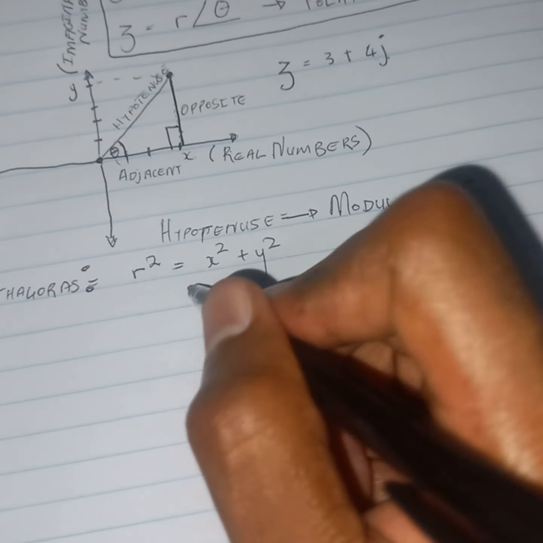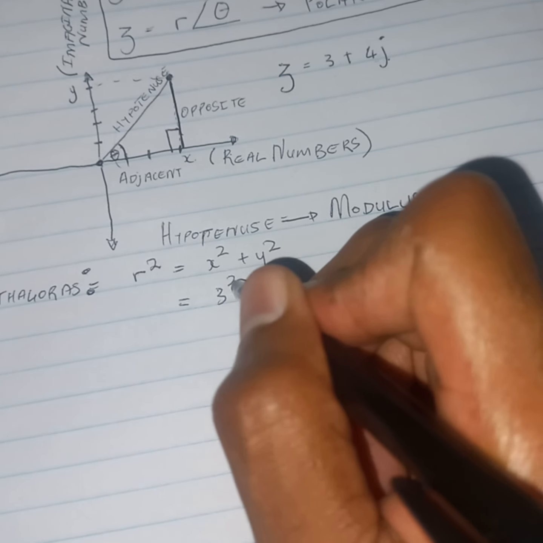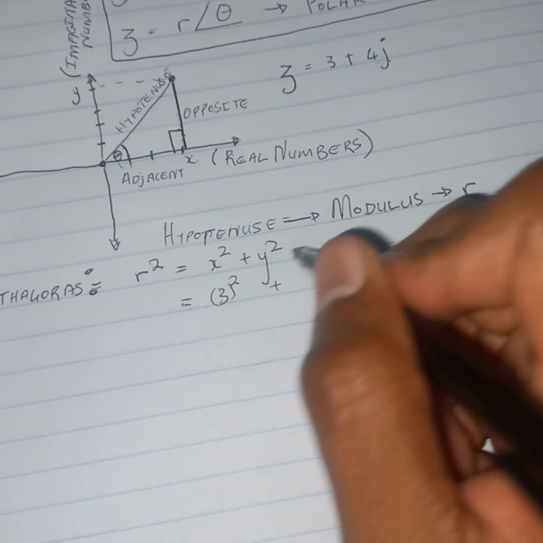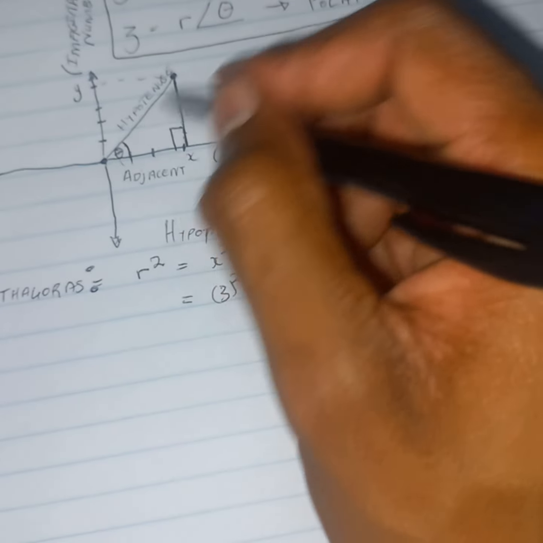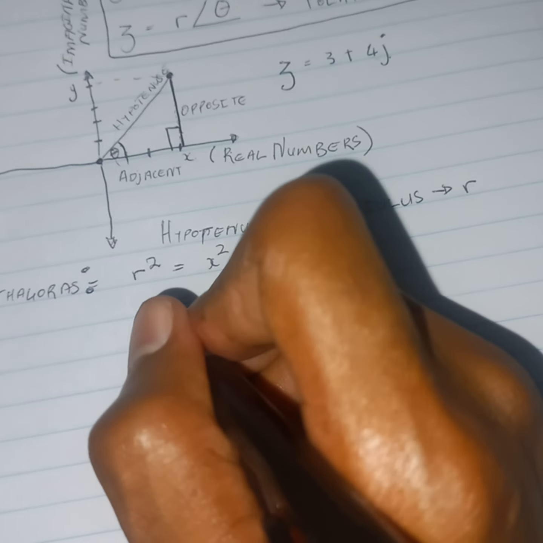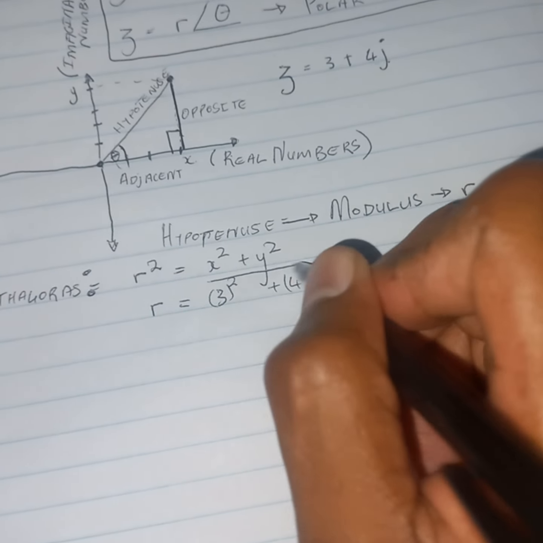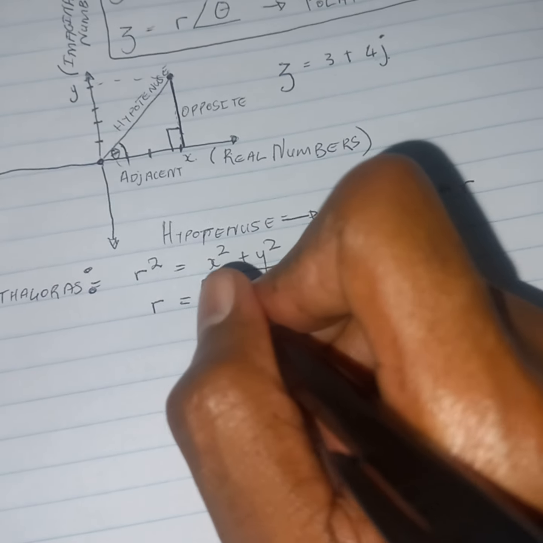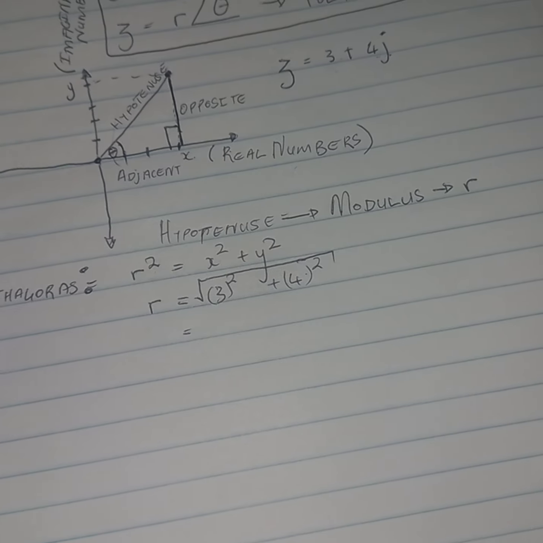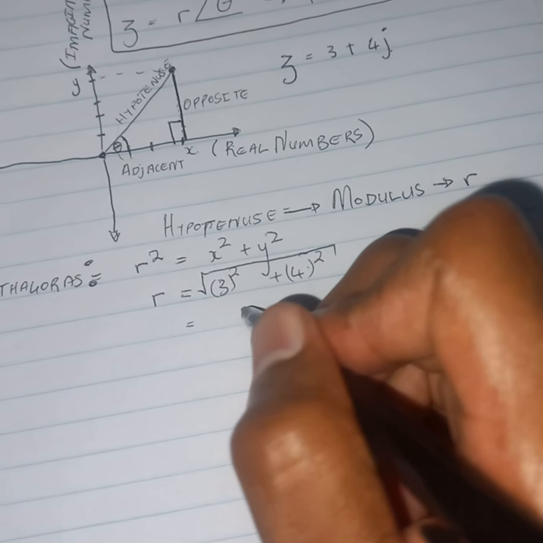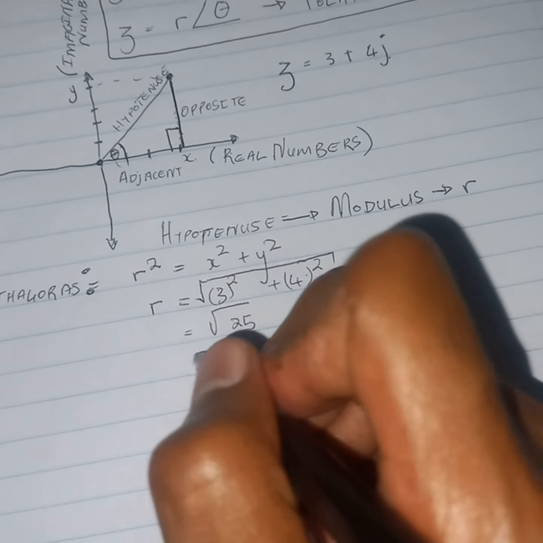So we can substitute what we have: 3 squared plus 4 squared, but we don't have the hypotenuse, we don't have that distance. So you take the square root on both sides to get rid of the square, and then 3 squared plus 4 squared gives you 25. The root of 25 is going to be 5.